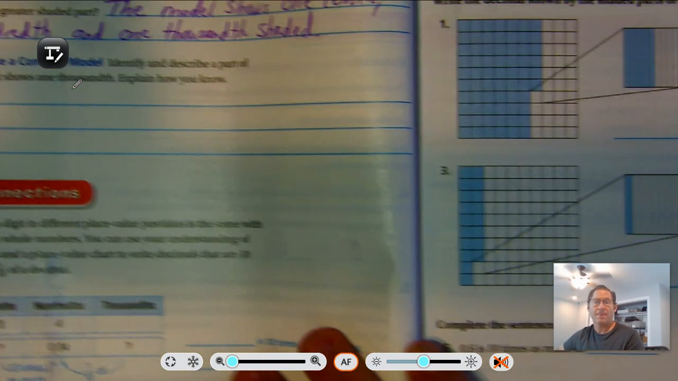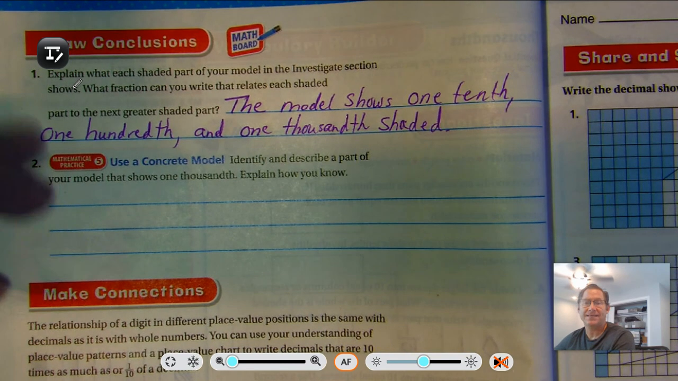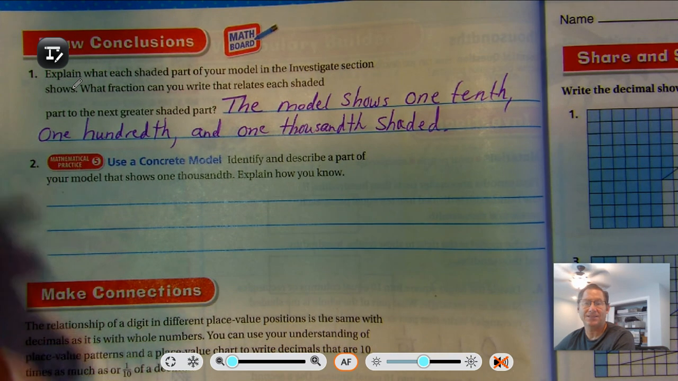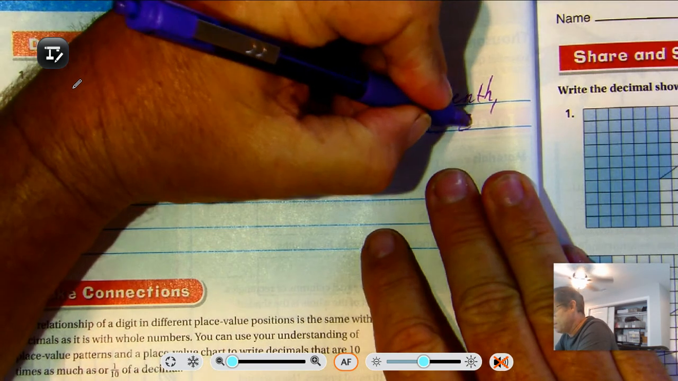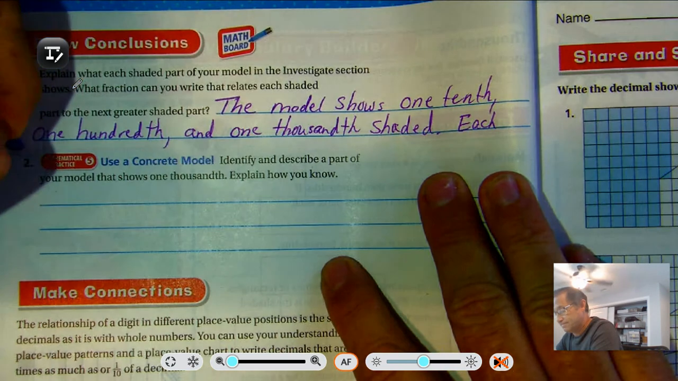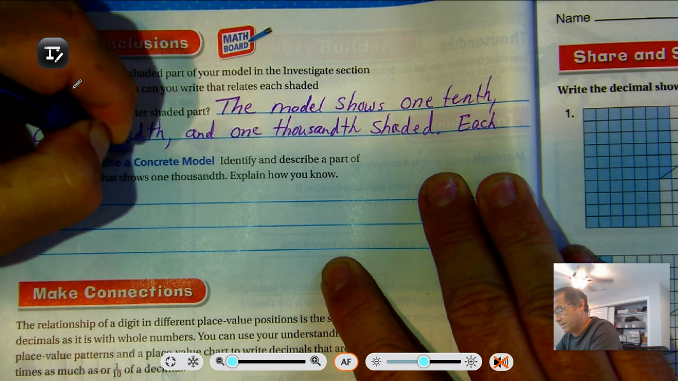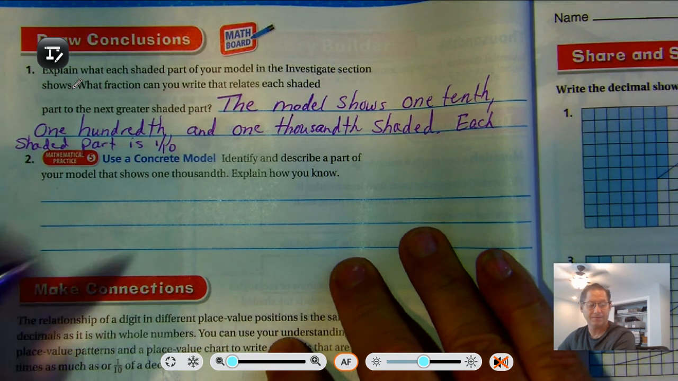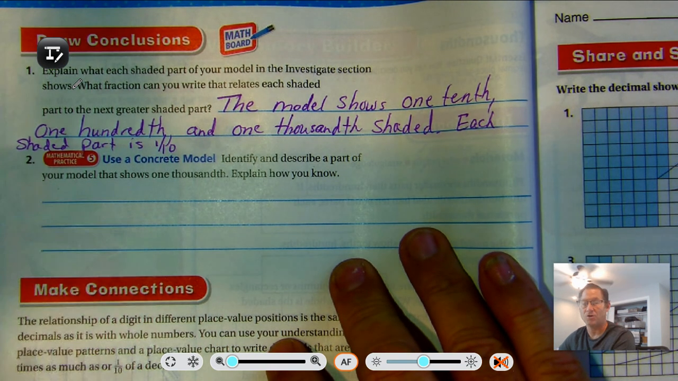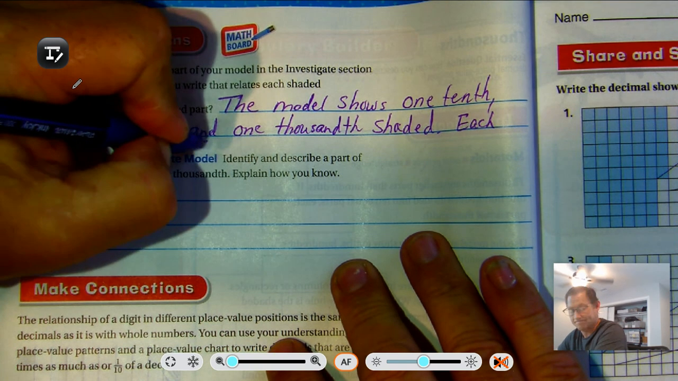Now, what fraction can you write that relates each shaded part to the next greater shaded part? Well, each shaded part is 1/10th as much as the next larger shaded part.